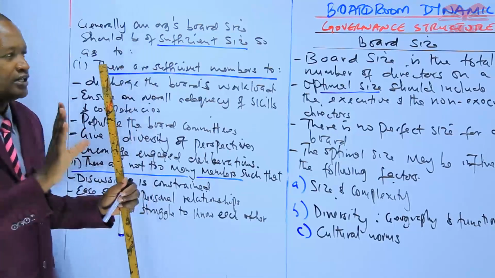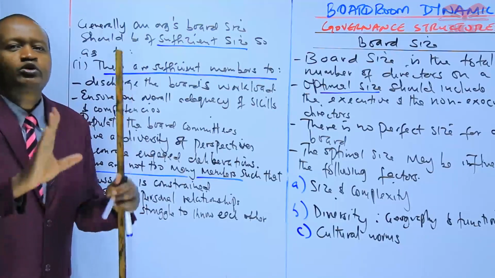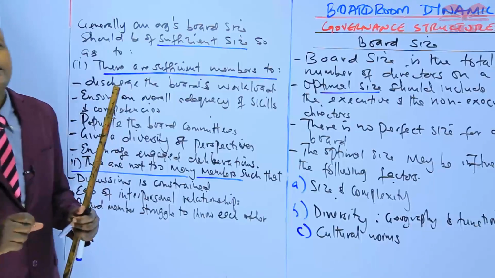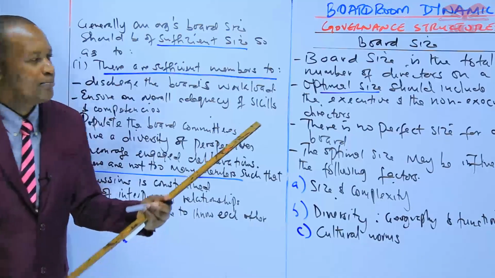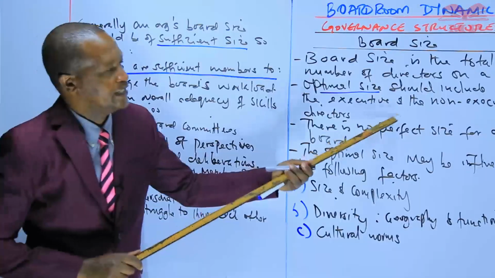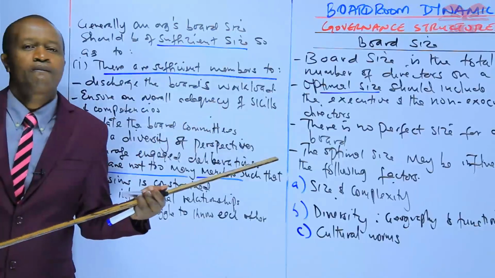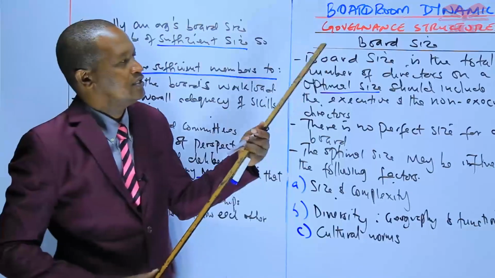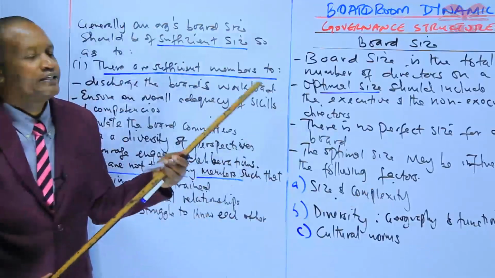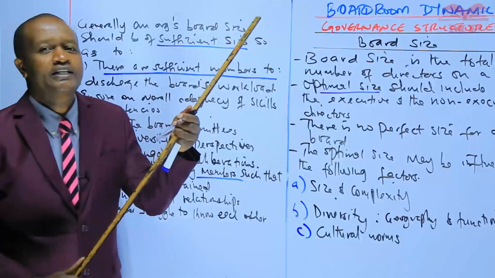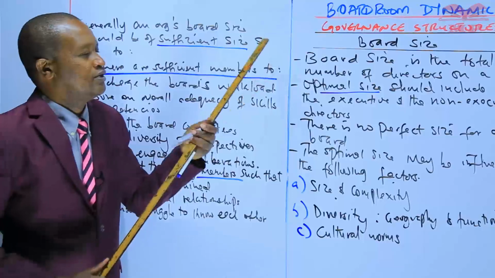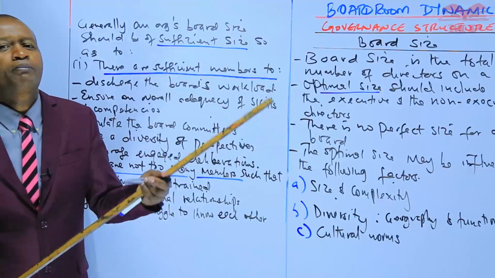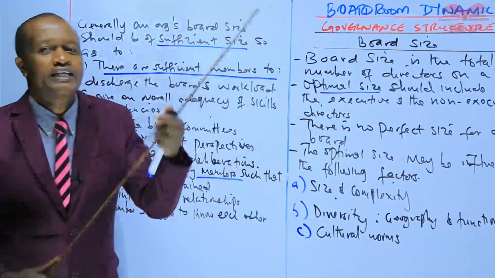So candidates, a board should be structured desirably so that there is an appropriate balance between executives and non-executives also. A board should be structured in such a way that the number of the non-executive directors are the majority. There should be a majority of non-executive directors.